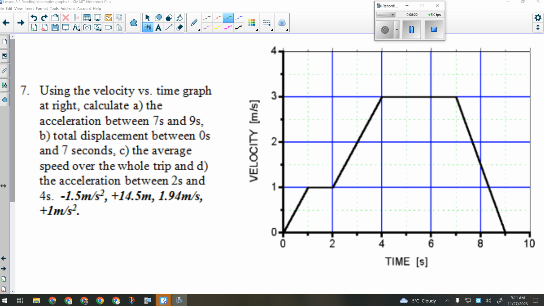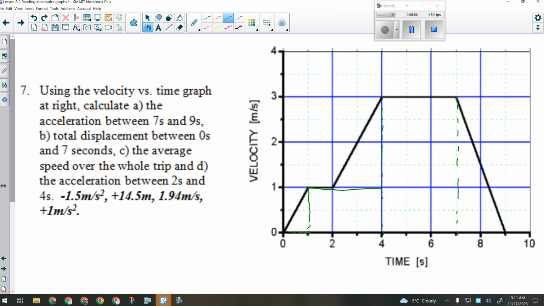Okay, so if we want to find the total displacement between 0 and 7 seconds, that would involve that triangle there, then this rectangle, that triangle, and that rectangle. If you drew it differently, that's fine. If you drew different shapes, like if you drew the small rectangle on the bottom longer, totally fine. As long as you got all the area accounted for, you're still good.